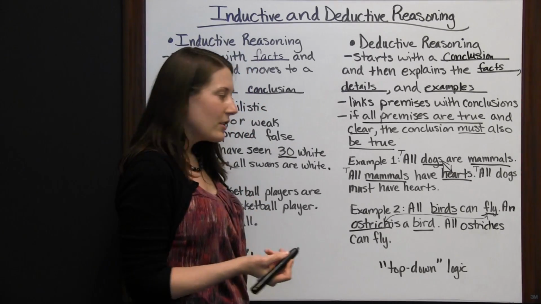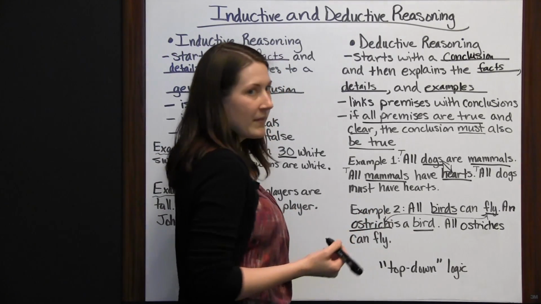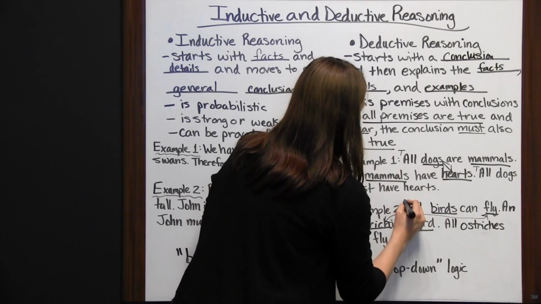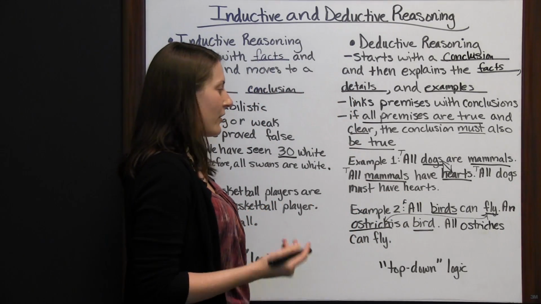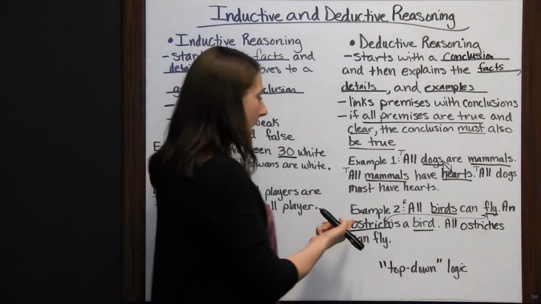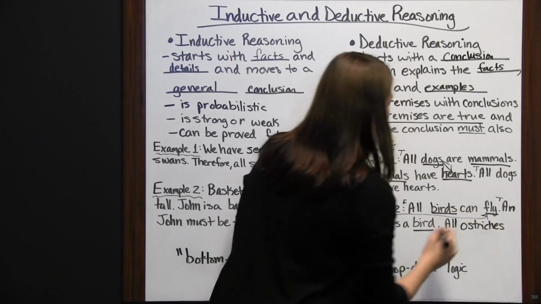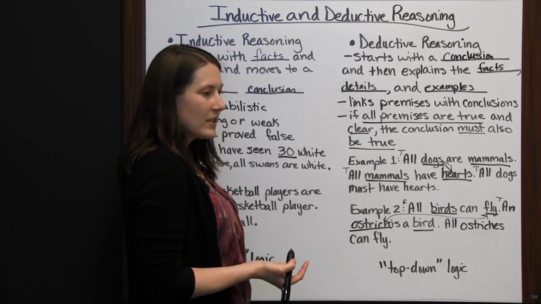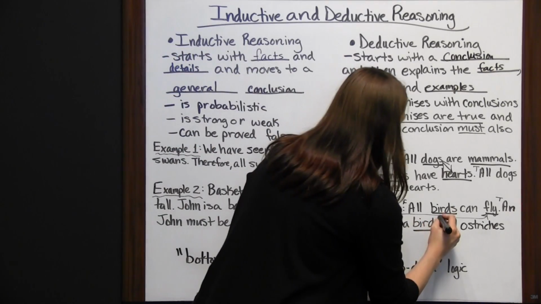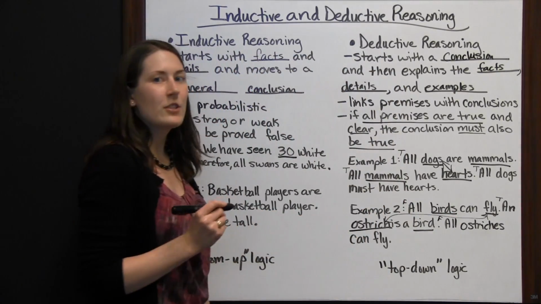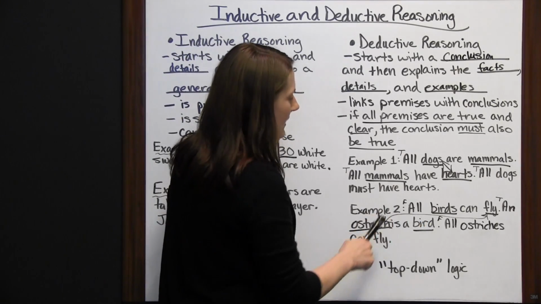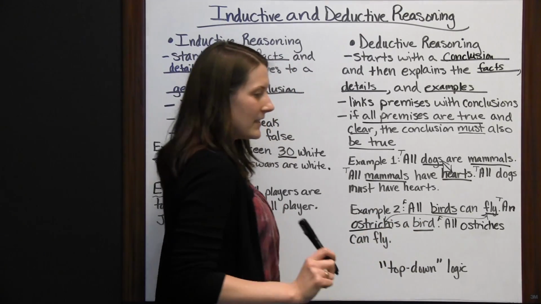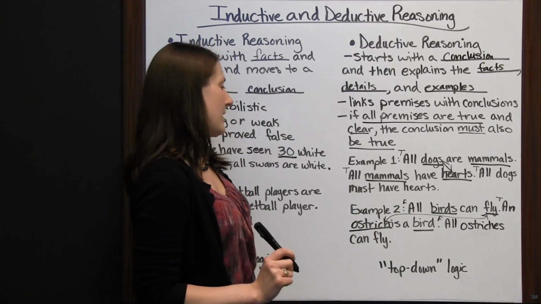So let's look at each of those statements. All birds can fly. Well, that one is false. There are actually about 40 different species of birds that can't fly or are called flightless birds. An ostrich is a bird. Well, that one's true. All ostriches can fly. That one is false. Ostriches are a species of flightless birds. So, since the first sentence was false, the second sentence, our conclusion ended up being false.